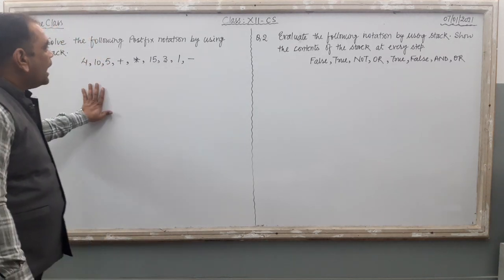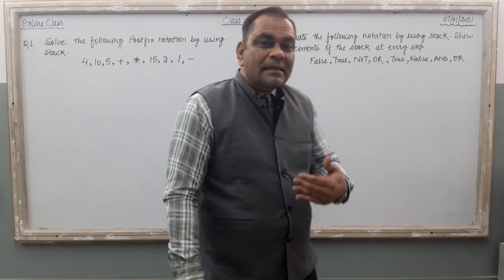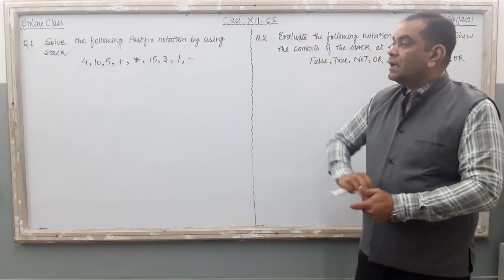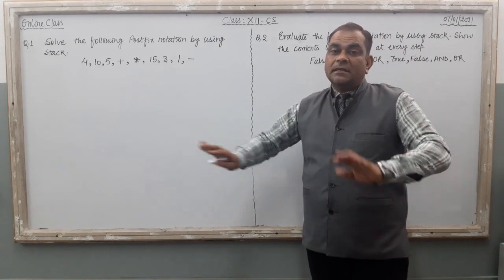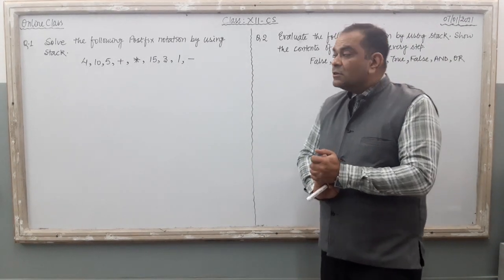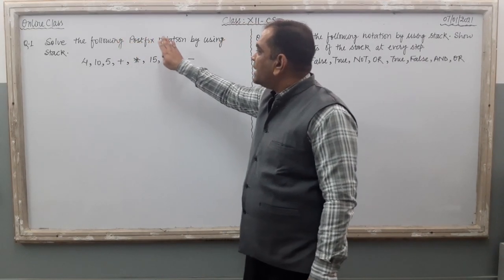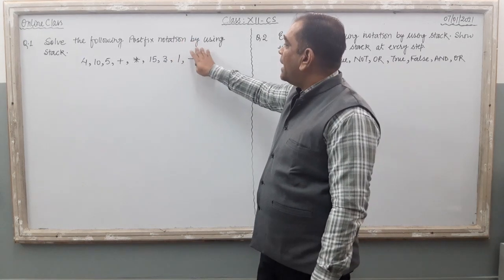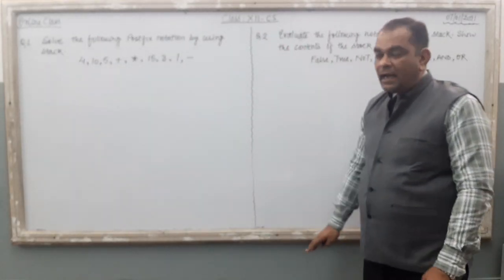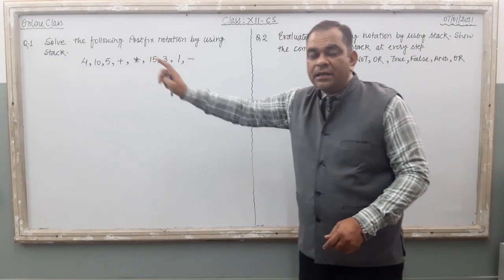Here, I have written two different questions on the board. If these types of questions will be in the question paper, then the marks distribution related to this question is 2 marks. Right? So what is the question now? Solve the following postfix notation by using the stack implementation method. Right, here one equation is also attached with the question.